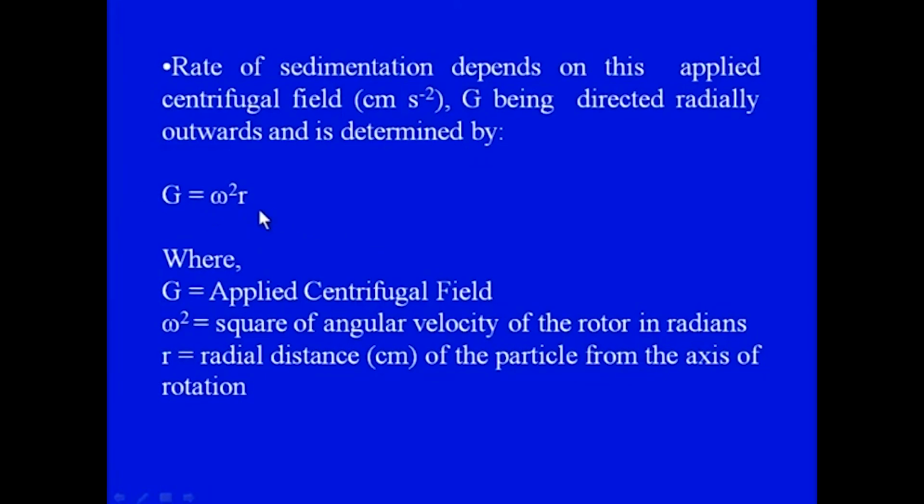Omega is the angular velocity, and this is the square of angular velocity, and r is the radial distance in centimeter, and angular velocity is in radian per second. So, r is the radial distance of the particle from the axis of rotation. That is how a particular centrifugal field is experienced by a particle, and the rate of sedimentation will depend on that centrifugal field.